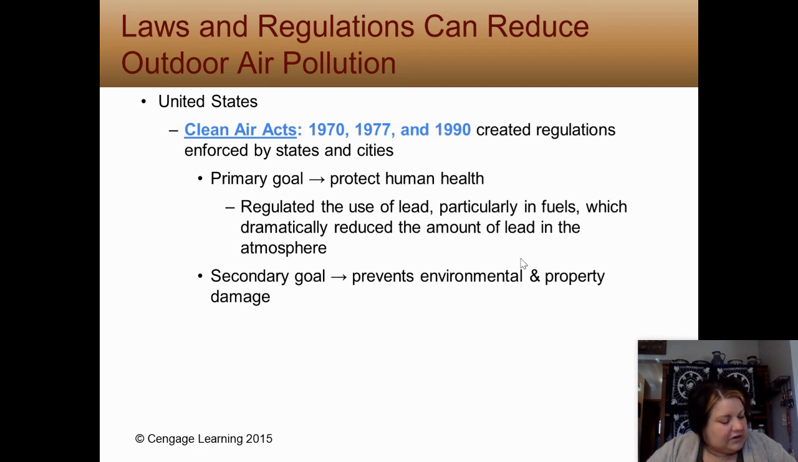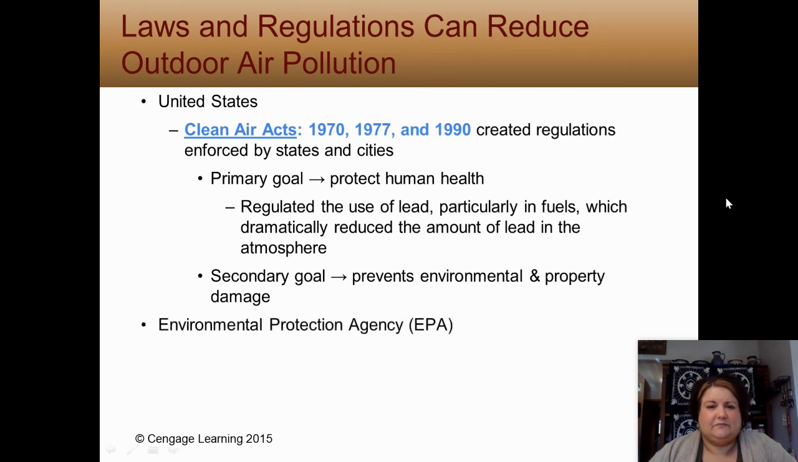So for 13, summarizing air pollution, I just wrote the Clean Air Act. I wrote the primary goal and the secondary goal. So the act gets put into place by Congress. Who enforces it? What agency? Go ahead, Claude. Dan, do you know the agency that enforces the Clean Air Act? Who enforces the Clean Air Act? EPA. The EPA, the Environmental Protection Agency.